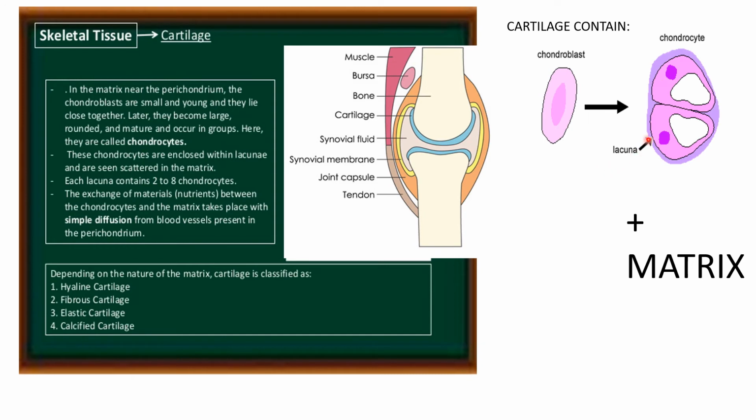see over here. It contains chondrocytes plus matrix, and the exchange of material between the chondrocytes and matrix takes place through simple diffusion from blood vessels present in the perichondrium. Perichondrium means the area present around the cartilage. There are four types of cartilage: hyaline cartilage, fibrous cartilage, elastic cartilage, and then comes the calcified cartilage. So now let's see first hyaline.